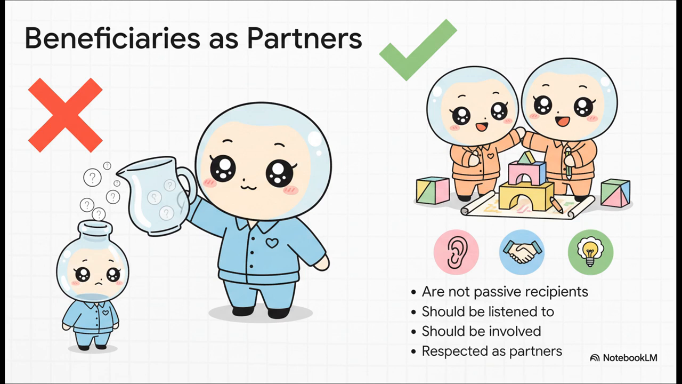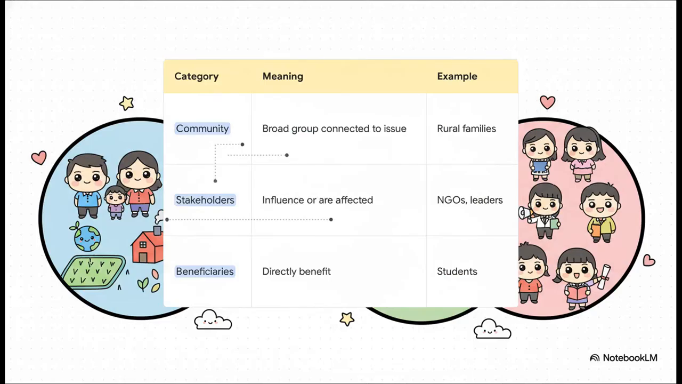You have to listen to them, involve them, and respect them. Their voice is essential if you want to create something that actually truly works. Okay, so let's do a quick recap to see how this all fits together. The community? That's the broad group, like all rural families. The stakeholders? Those are the people who can influence things, like NGOs or local leaders. And the beneficiaries? They're the ones who directly benefit. In this case, the students. Three different circles, but they all overlap.